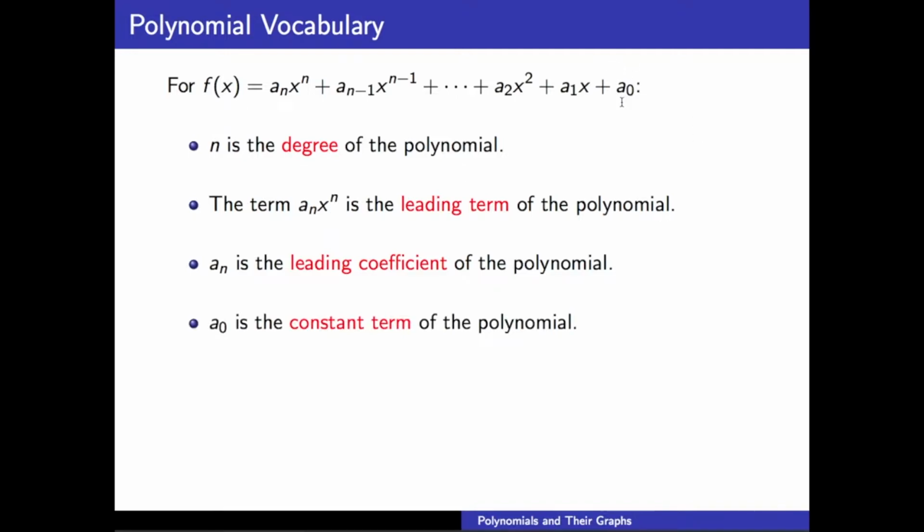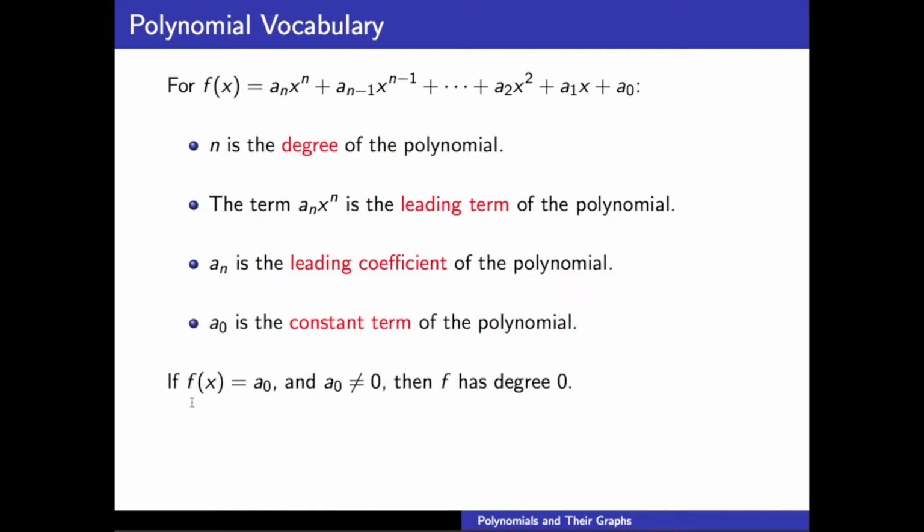So we'll be looking at leading terms and degrees and leading coefficients and constant terms in future videos. So usually the stuff that's in the middle, while it does impact the graph and the output values, isn't as important as the leading term and the constant term.